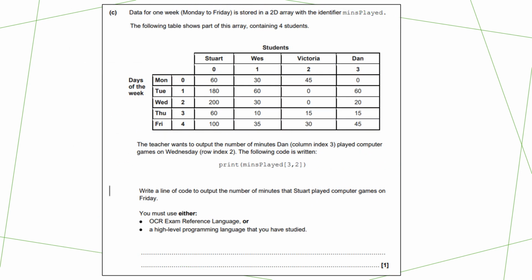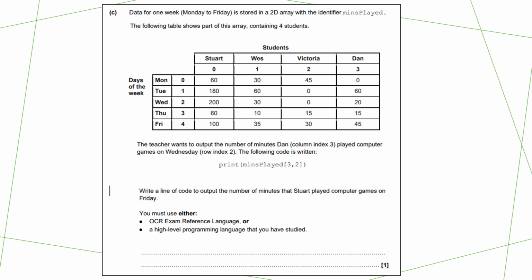The next part of the question says the data for 1 week, Monday to Friday, is stored in a 2D array with the identifier mins played. The following table shows part of this array containing 4 students. And then it shows you a little table with the array in. The teacher wants to output the number of minutes Dan played computer games on Wednesday. The following code is written. So it's got print mins played, that's the name of the array, 3, 2. So it goes along to Dan, which is 3, and down to 2, which goes down to Wednesday. So that's pretty easy, pretty common to understand how you'd actually access one.